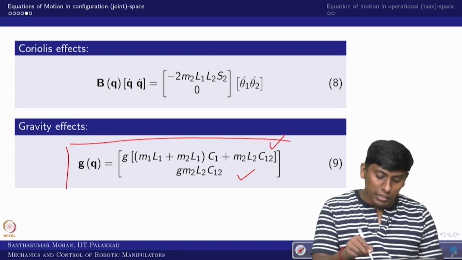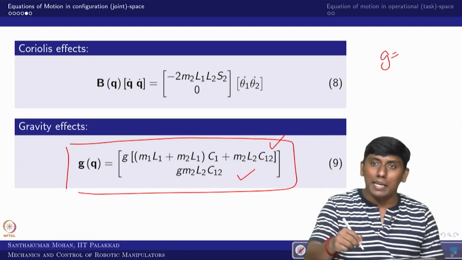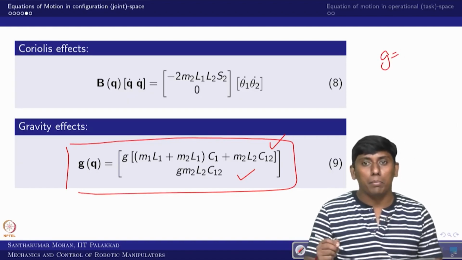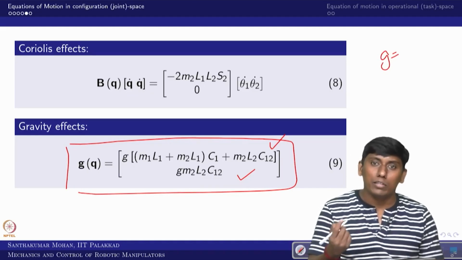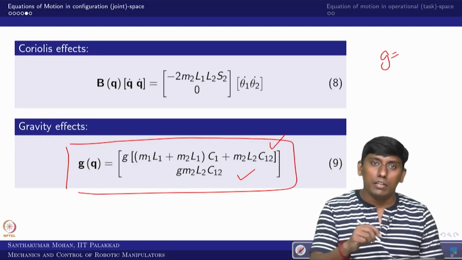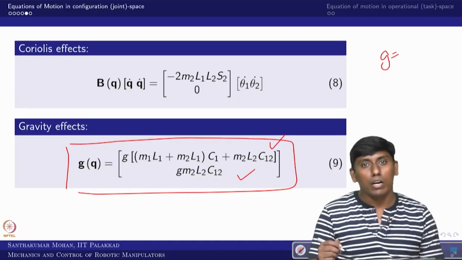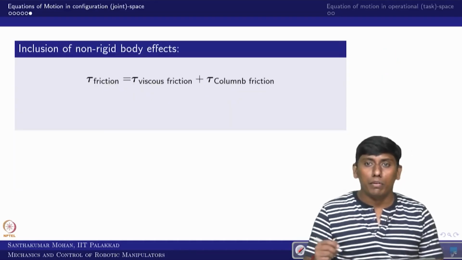So now this is the gravity vector, and you can substitute g as minus 9.81 or plus 9.81 based on what direction you derived your equation of motion, okay. So this is the basic idea about the equation of motion in configuration space. So let us move further.